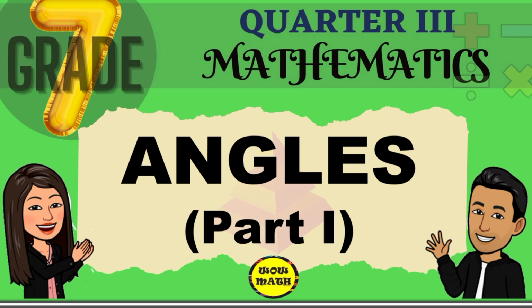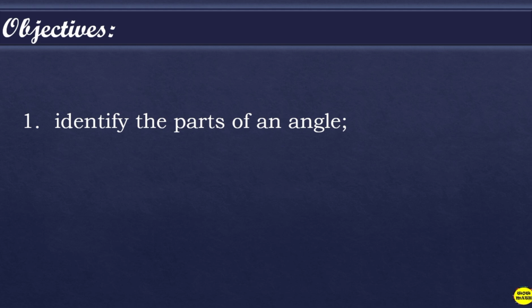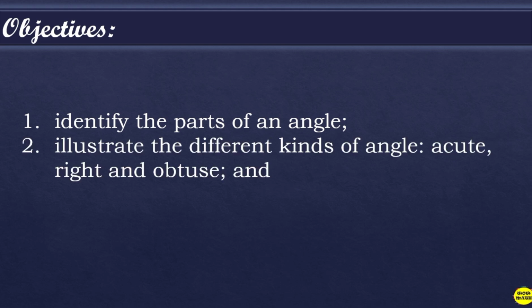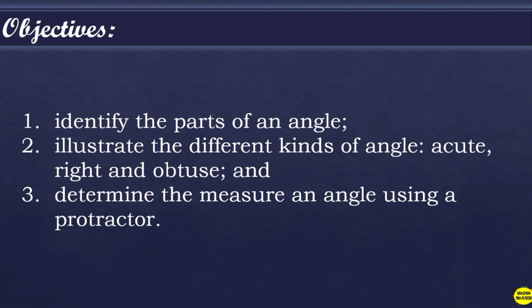So hahatiin po natin ang angles o yung discussion natin ng angles into two parts. Our objectives, we will identify the parts of an angle and then we will illustrate the different kinds of angle, the acute angle, right angle, and obtuse angle. And then after that, ito po yung part 2 natin kasi masyadong mahaba ang ating video kung isasama po natin dito yung angle measurement. Okay, so abangan po kasunod ng video tutorial na ito yung part 2, which is the third objective, determine the measure of an angle using a protractor.